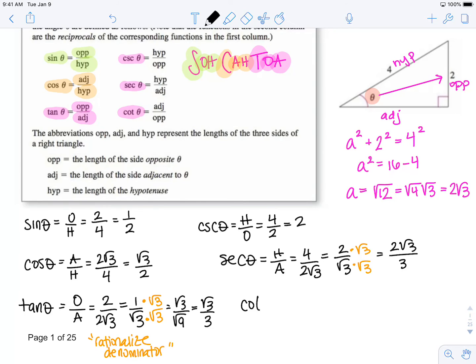And lastly, cotangent theta is adjacent over opposite. Our adjacent side is 2 square root 3 over our opposite, which is 2, which simplifies to be square root of 3. So we should be able to find these simplified forms of our 6 trig functions for any right triangle with 3 sides.